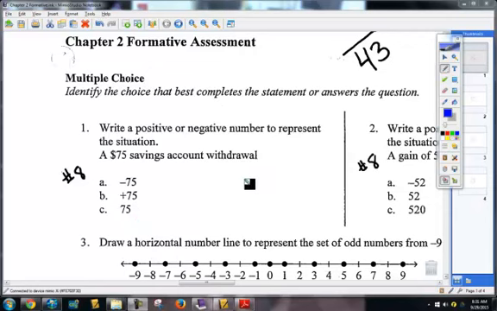So write a positive or negative number to represent the situation. Okay. So we're doing a $75 savings account withdrawal. What's the key word there? Withdrawal. Okay, now who can explain to me what a withdrawal is? What is a withdrawal?